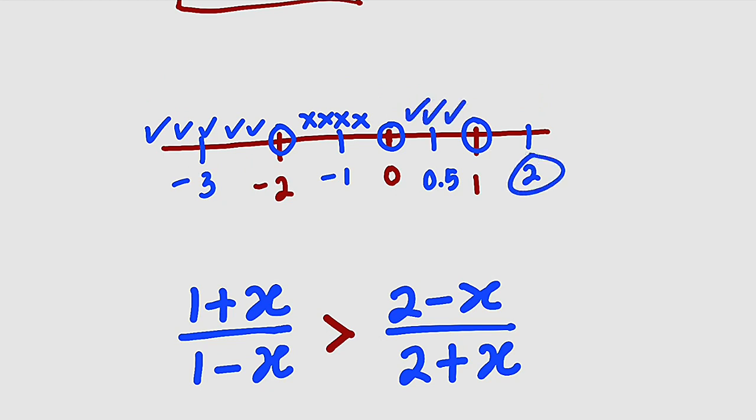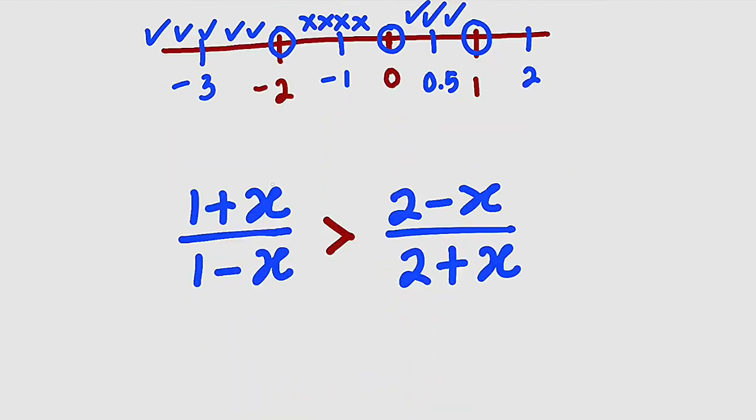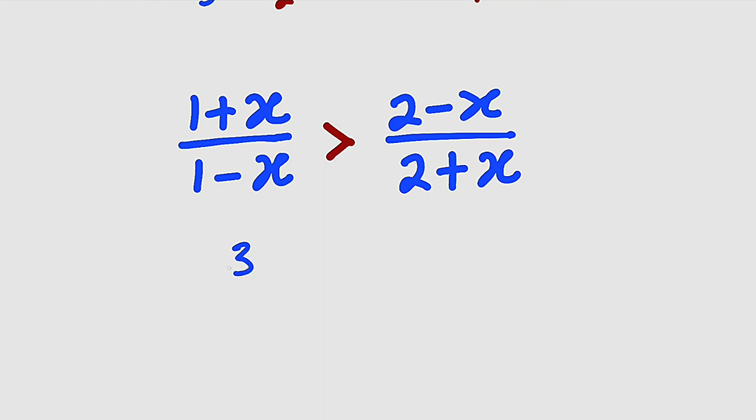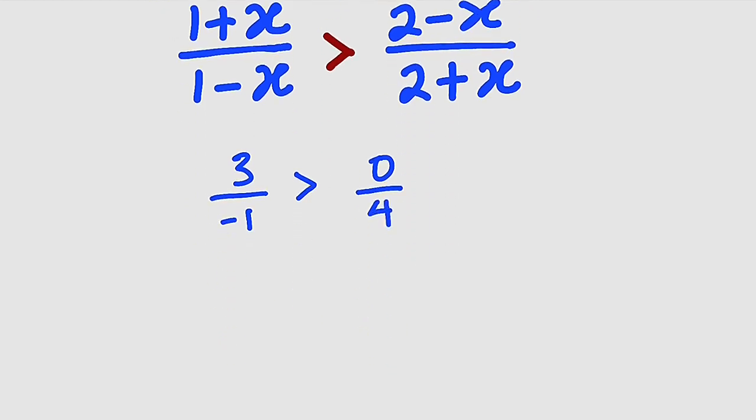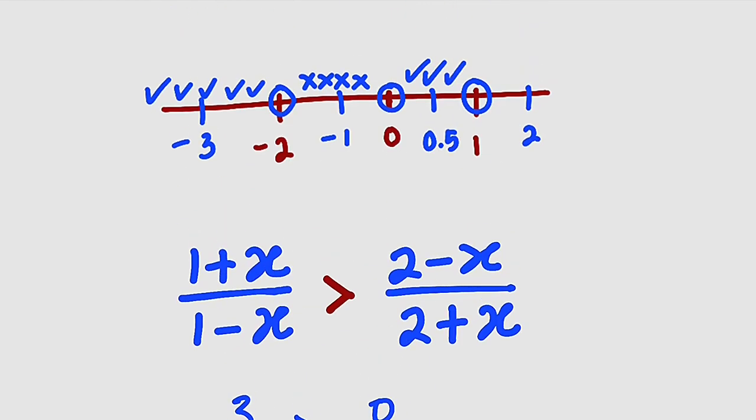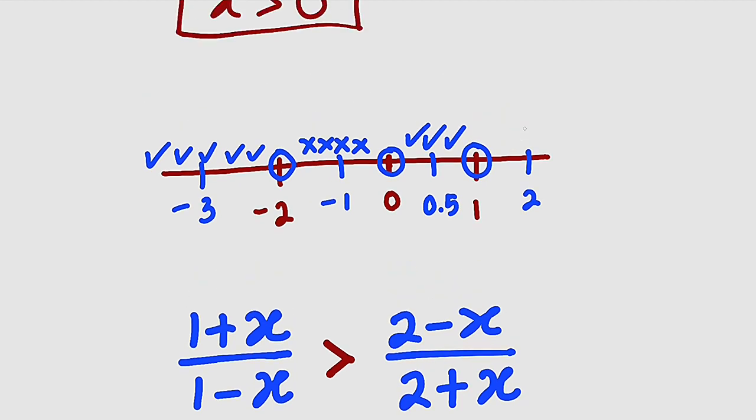What if x is equal to 2? If x is equal to 2, we have 1 plus 2 to the top here, which is 3. And 1 minus 2 is negative 1. Is it greater than? We have 2 minus 2, which is 0, divided by 2 plus 2, which is equal to 4. You can see to the left hand side, we have negative 3 greater than 0, which is not true. Therefore, no solution here.